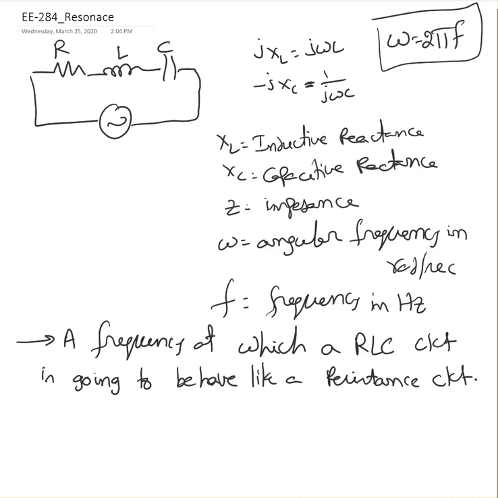Okay, so here you can see an RLC series circuit. jXL, the inductive reactance, is j omega L. XC is the capacitive reactance, which is minus jXC. Inductive reactance we always indicate positive, capacitive reactance always negative, and Z is the impedance. So Z equals R plus jXL minus jXC. If you look at this equation, as frequency increases, jXL is going to increase, jXC is going to decrease. So at one point, they're going to meet. That frequency is called resonant frequency.